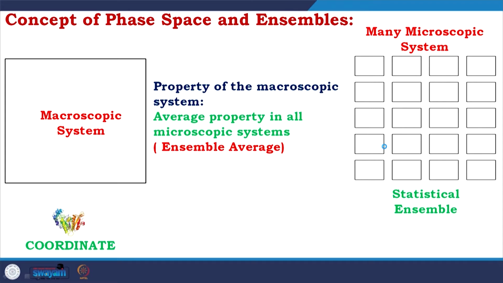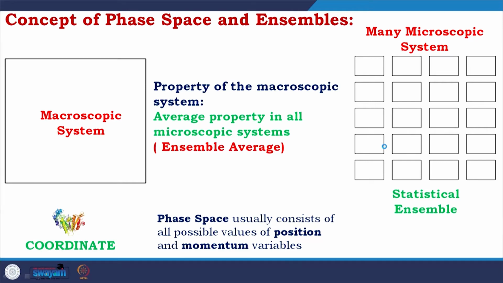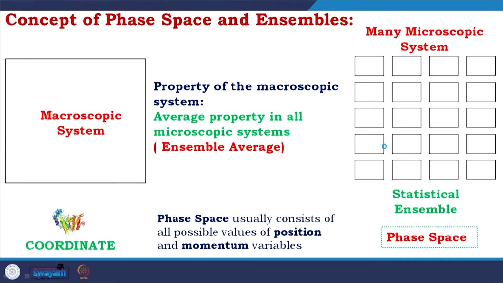As I already told, we could control the coordinates of our sample while doing a dynamic experiment. Phase space usually consists of all possible values of position and momentum variables. In the coordinate, you have the position, and when a force is applied, it gets momentum. So, you have position and you have position change information. So, we could go into the phase space. In that way, we have connected the ensemble with the phase space.